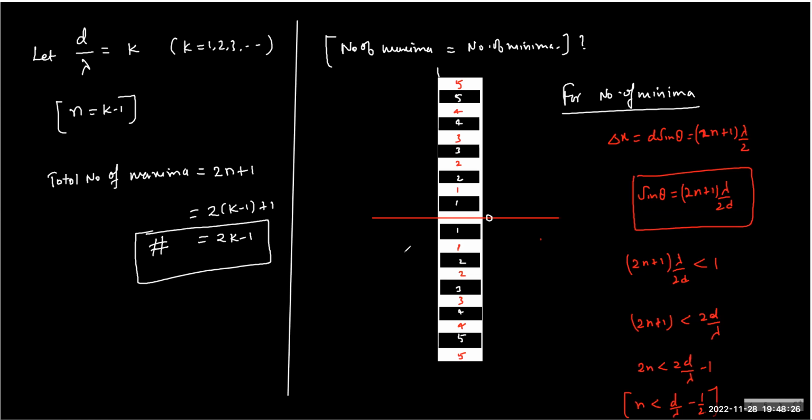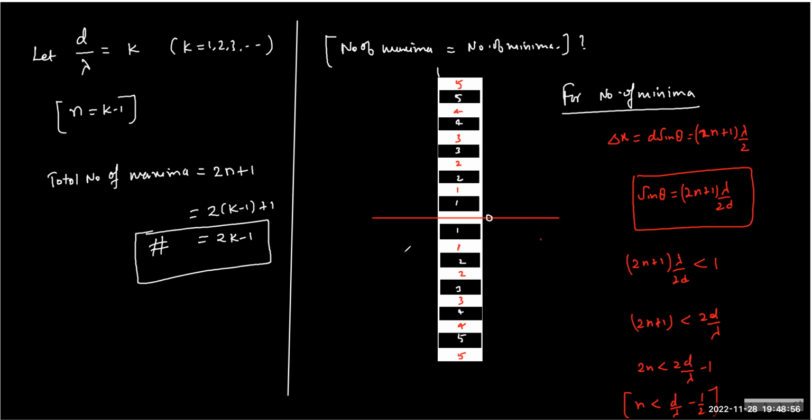Just a minute. Number of maxima. Why am I getting confused here? So maybe we need to hypothetically consider half a minima above and half a minima below, like the central maxima is divided into two halves, one above and one below. Then they'll become equal, like a complete number of fringes to exist when summed up.